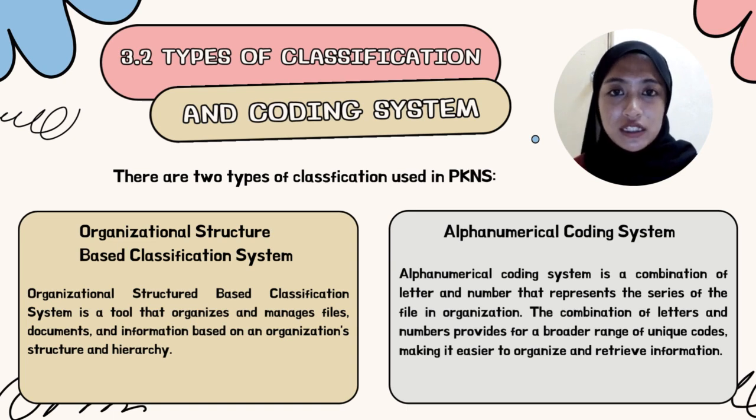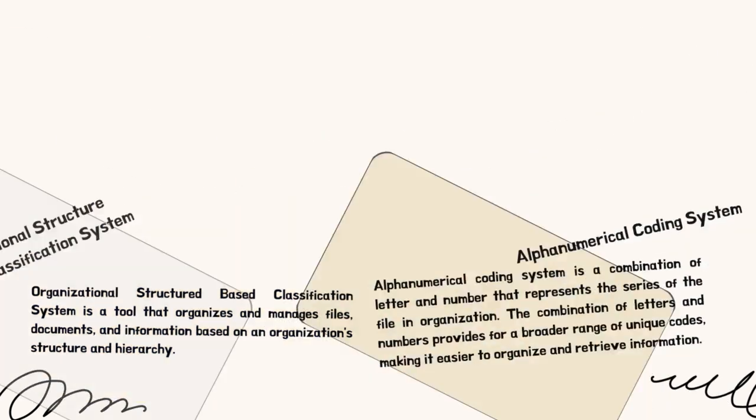Organizational-based structure classification system is a tool that organizes and manages files, documents, and information based on an organization's structure and hierarchy. Meanwhile, an alphanumerical coding system is a combination of letters and numbers that represent the series of the files in an organization. The combination of letters and numbers provides a broader range of unique codes, making it easier to organize and retrieve information.